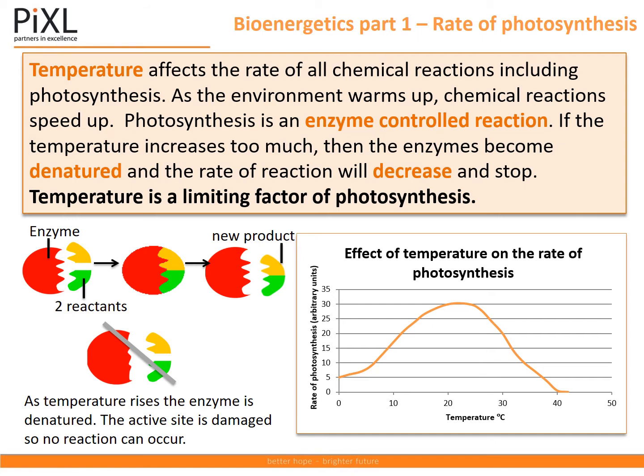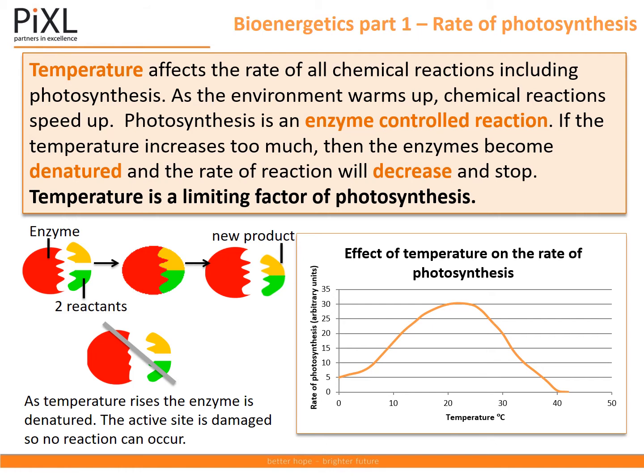As we know, though, from the enzyme topic that we studied in organisation, if the temperature is too high, that active site on the enzyme changes shape, and that means it can't do its job anymore. So we say that the enzyme has been denatured. So it will decrease and it will stop. So temperature, along with carbon dioxide, is also a limiting factor of photosynthesis.